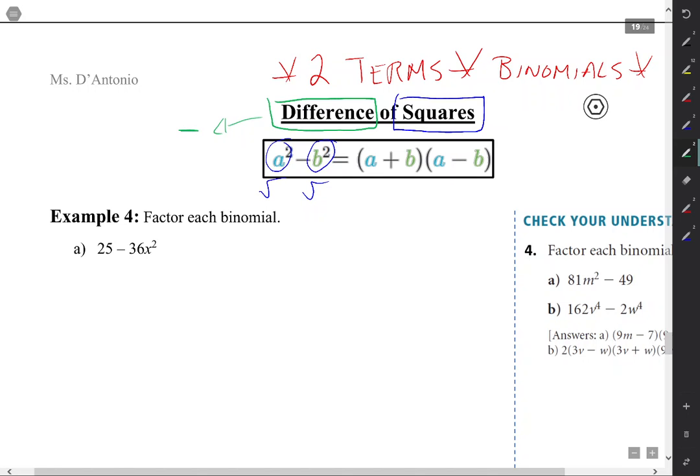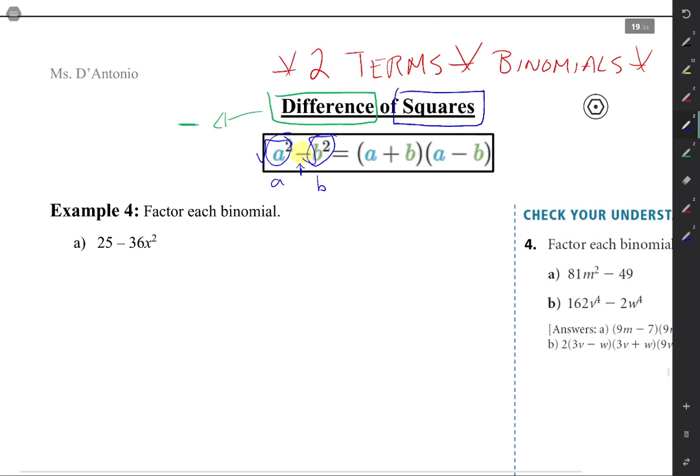So you're looking for two squares or perfect squares that have a subtraction sign in between them. If they have a plus sign, this will not work. So if you have two squares that have a subtraction sign in between them, you would take the square root of both of those squares and you would get an a and a b value, just like we did for perfect square trinomials. And then if there's a negative sign in between them or a subtraction sign, then we can quickly factor it as a plus b times a minus b, and we're done.